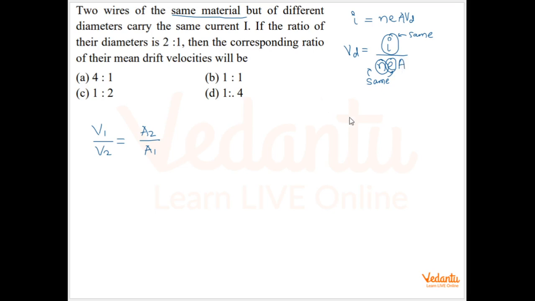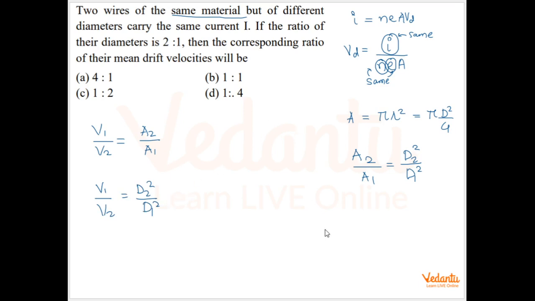Now the area of cross section, beta, can be written as pi r square, which can be written as pi d square by 4, where d is the diameter. So when you take the ratio of area of cross section, you have to remember that it will be d2 square by d1 square. Pi and pi will get cancelled out and 4 and 4 will get cancelled out. So therefore, beta, I can write down that the ratio of drift velocities will be the same as the ratio of the squares of the diameters.